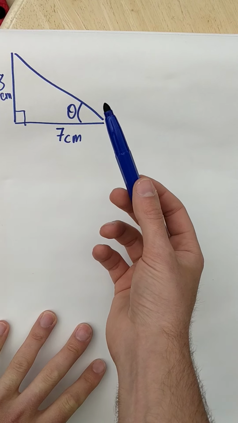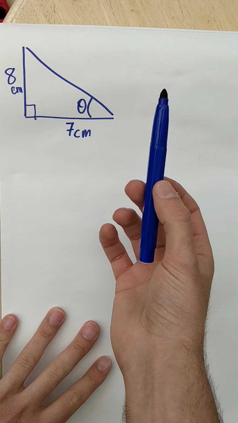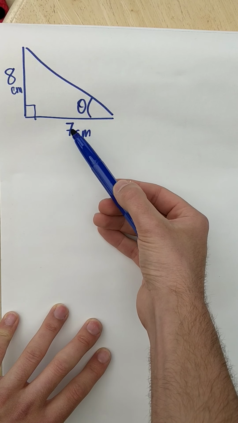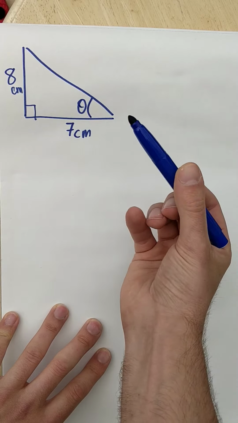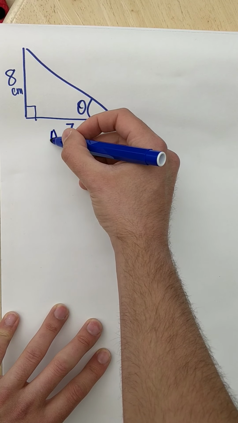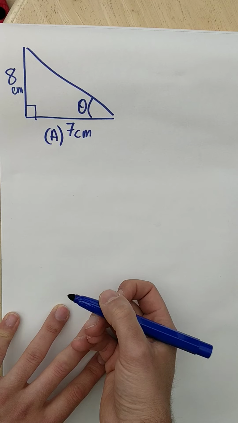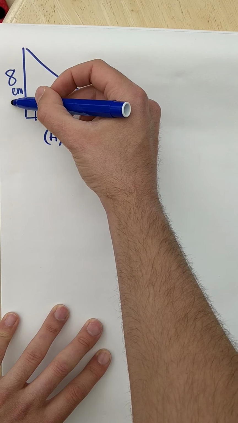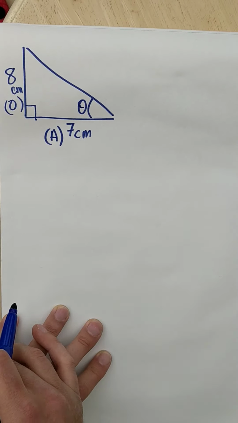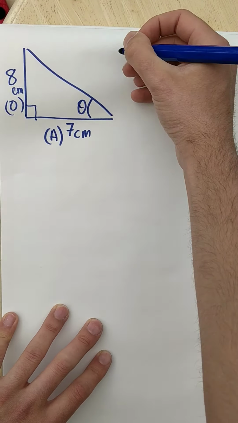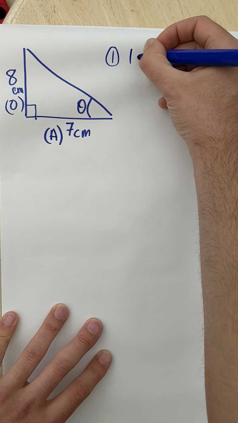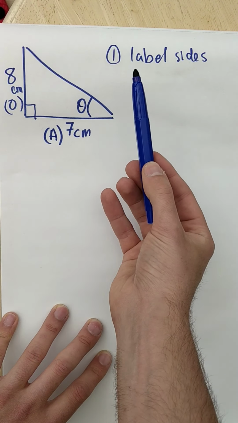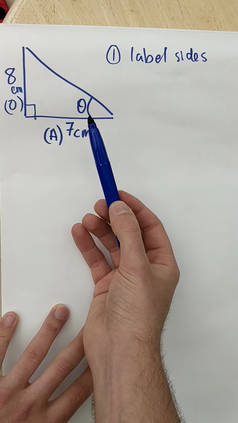So, first thing that you would do when trying to find any length is you would label the sides again. So this one here is next to the angle. So this one next to is the adjacent. Okay, and then this one is opposite the angle. So this one would be the O. So we've got our opposite and adjacent. Now, as with finding the sides, you would always label the sides even when you're trying to find the angle.